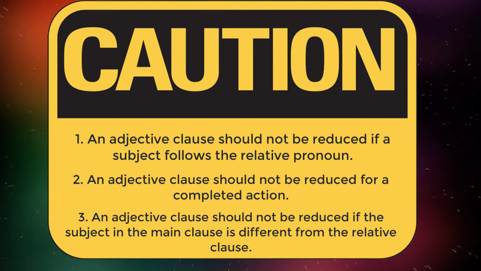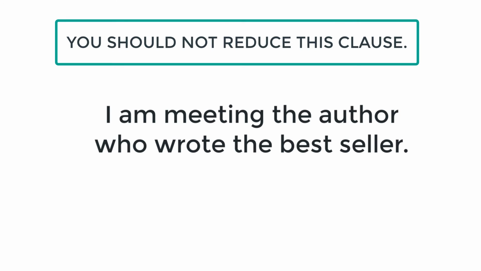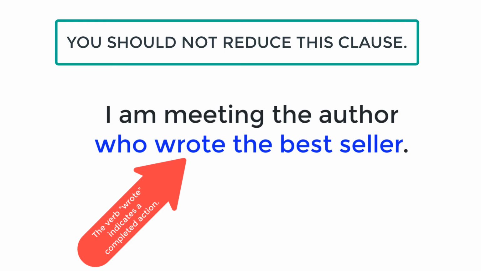Let's look at some examples. I am meeting the author who wrote the bestseller. In this example, the relative clause, who wrote the bestseller, should not be reduced, because if we say, I am meeting the author writing the bestseller, it conveys a sense that the author is still writing the bestseller, while the sentence originally states that he already wrote the bestseller. So again, remember the first thing is that you cannot reduce for a completed action, and this sentence conveys a completed action.